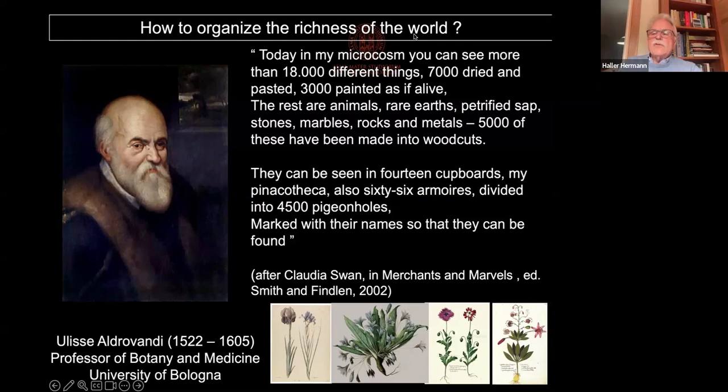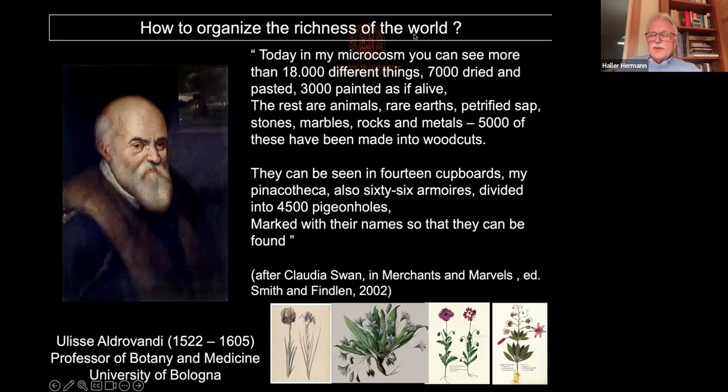The rest are animals, rare earths, petrified sap, stones, marble, rocks, and metals. Ask yourself, do you actually want to go there? And people traveled and had to look at that. But then he gets organized. They can be seen in 14 cupboards, which I call my pinacoteca. Also 66 armoires. I don't think we have that many at home. And in these armoires, he had 4,500 pigeonholes where he put the stuff in. And then marked with their names so that they can be found.